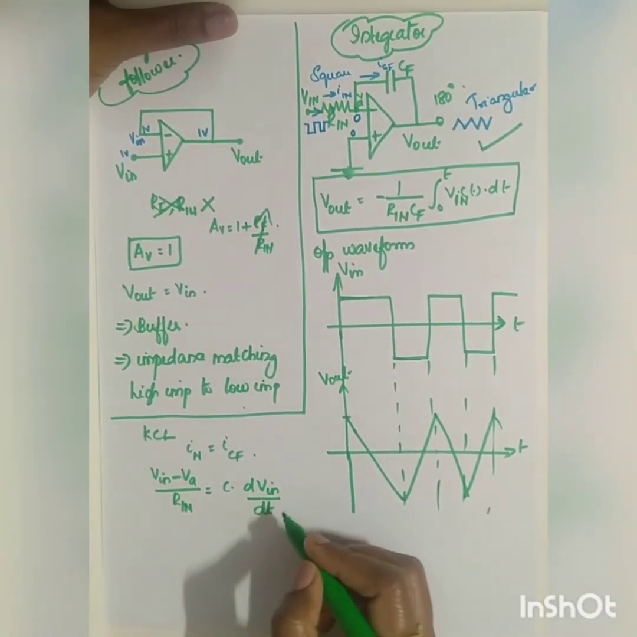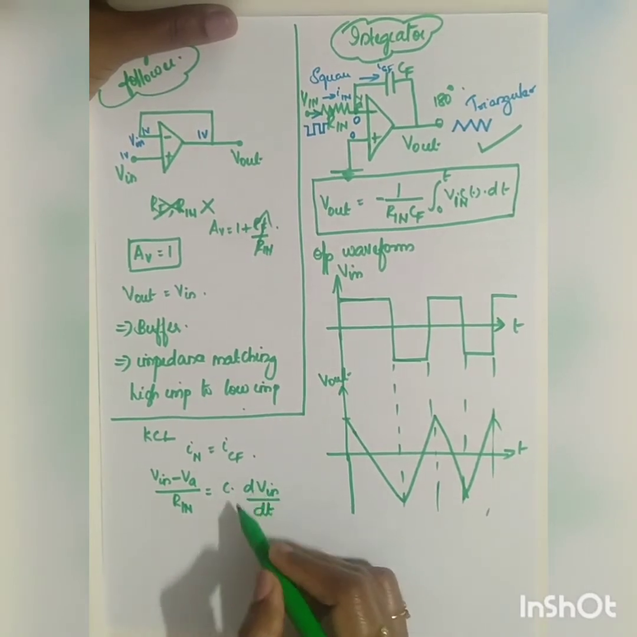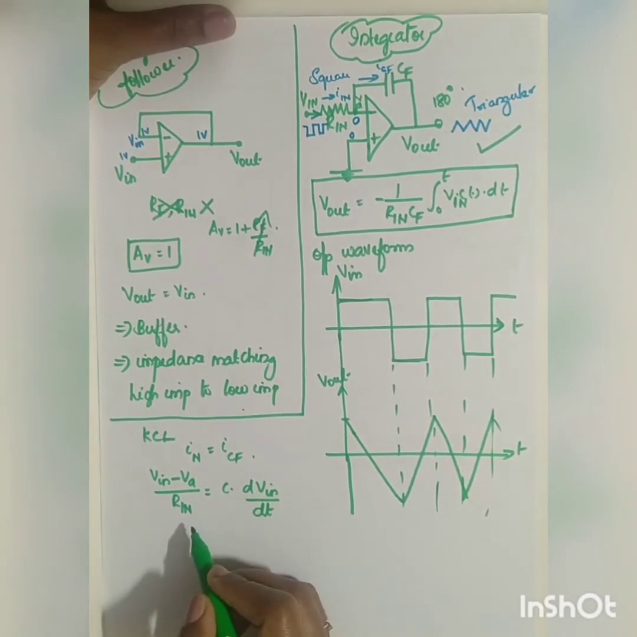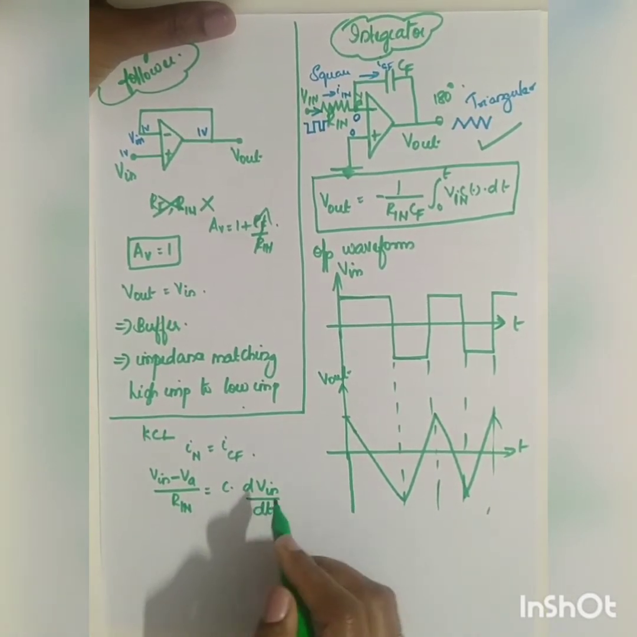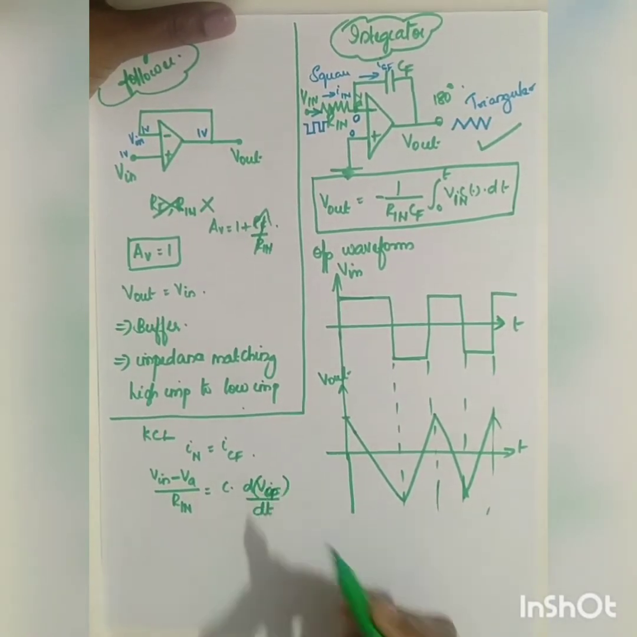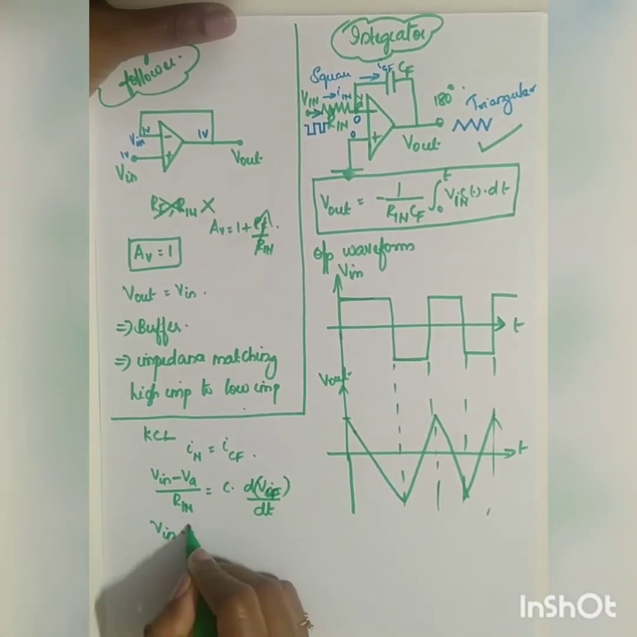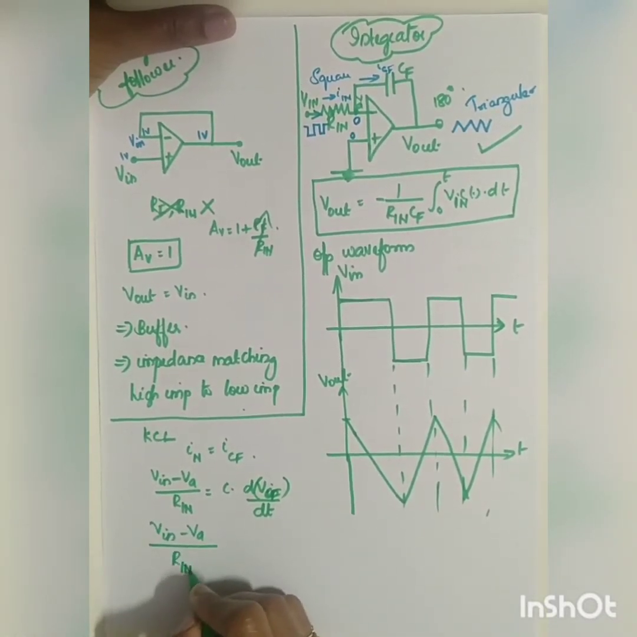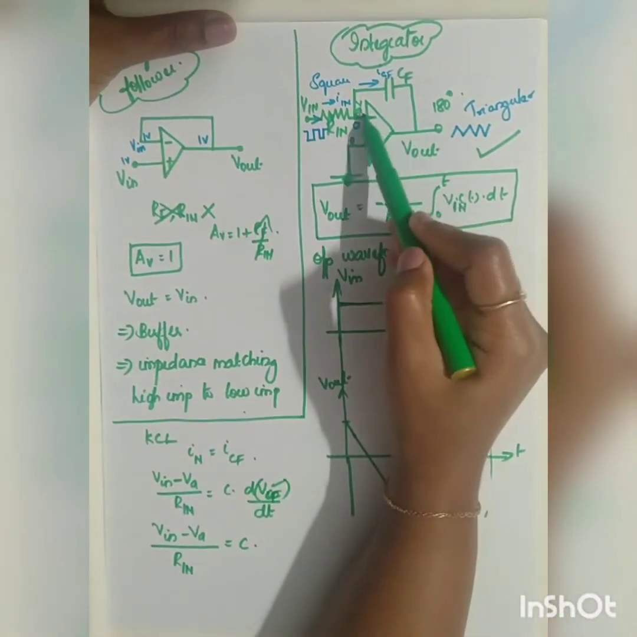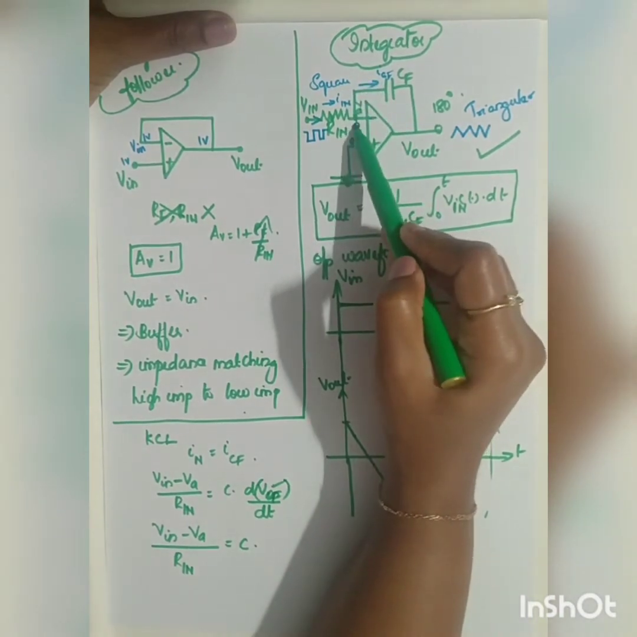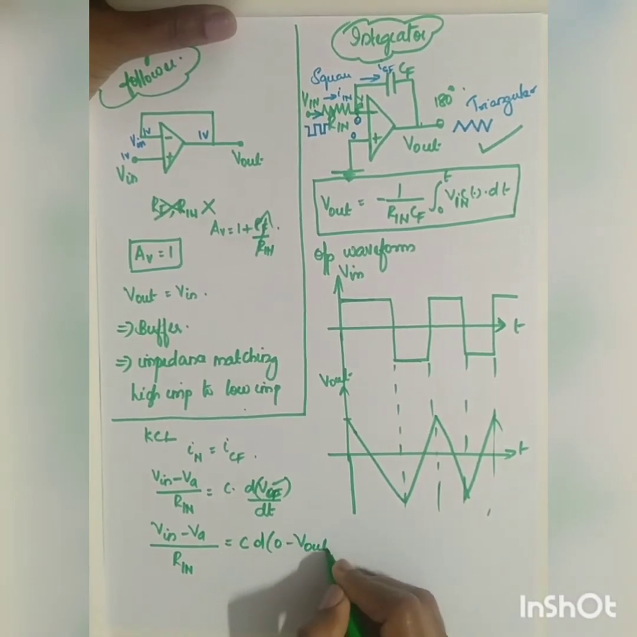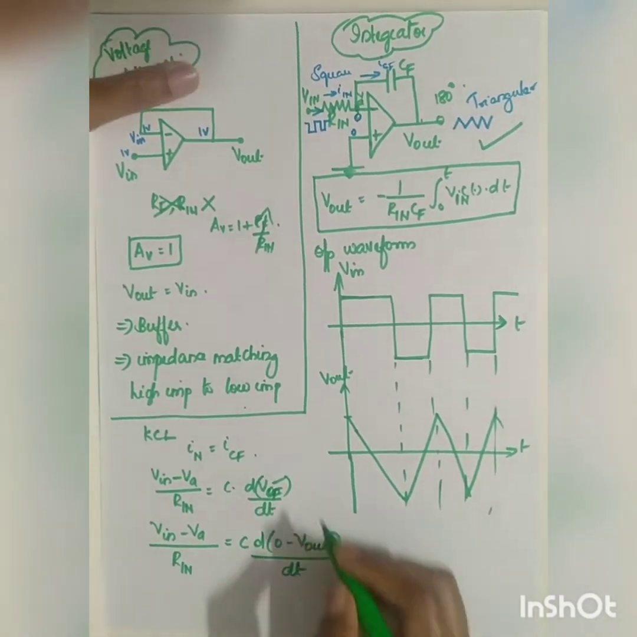This is the equation of the current across the capacitor, because Q is equal to C into V. This is how you apply this equation. I can take the voltage as VCF for clarity. So V in minus VA divided by R in is equal to C into the voltage across VCF. The current is through this direction, right? So 0 minus V out, divided by dt.